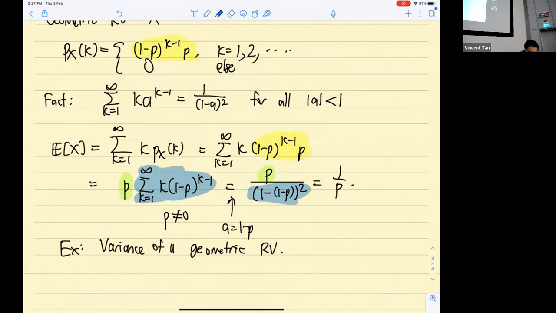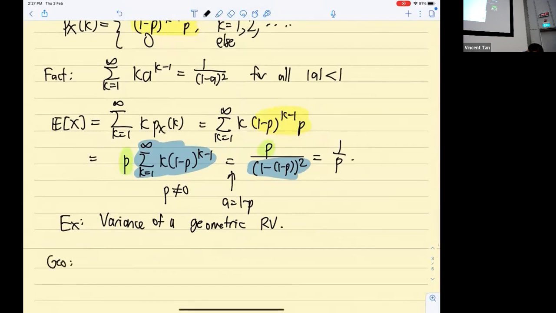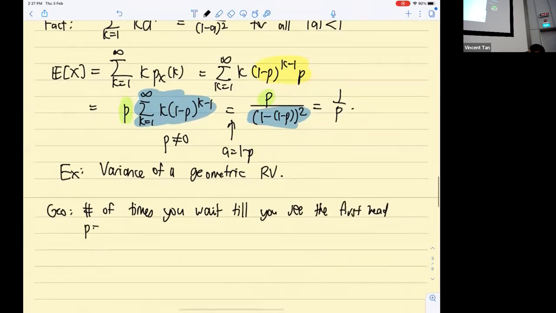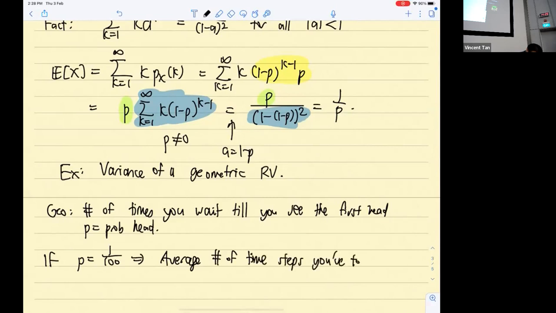Now you can see the following. The geometric represents the number of time steps you wait till you see the first hit. So p is the probability of a hit. Now suppose p is super small. If p is say 1 over 100, then you can imagine that you have to wait a long time, because the hit only appears 1 out of 100 times. So the average number of time steps you have to wait is 1 over p, which is 100. And that makes sense, right? Because the smaller this probability, the longer you have to wait.